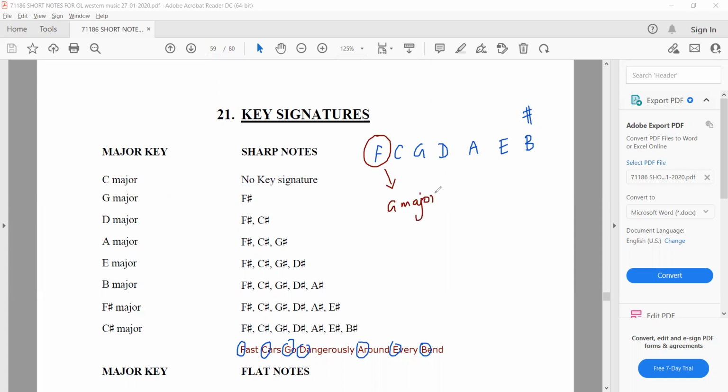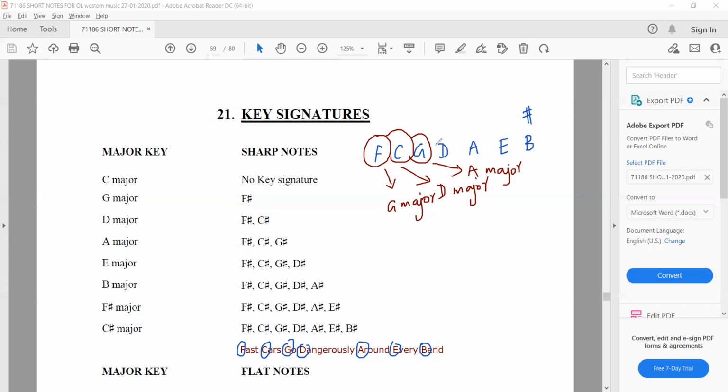Add 1, right? So F sharp and C sharp, what's the note next to C? It is D major. Okay. Then when you come to F sharp, C sharp, G sharp, what is the note next to G? It is A major. So if you can see, this is exactly what's here: G major, D major, A major. So you just have to remember this part, and to remember this part, I've given you this slogan: fast cars go dangerously around every bend.